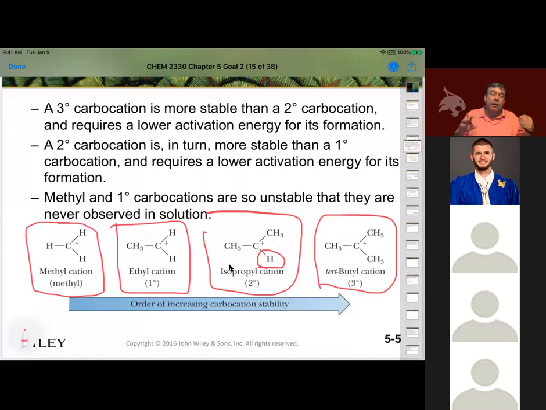Okay, so they are very hard to make and very reactive. So anytime you have one of these, they are all going to try to rearrange to give us a tertiary carbocation if at all possible, because it's more stable.